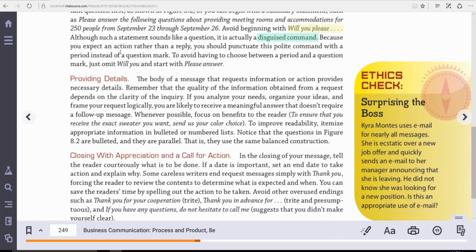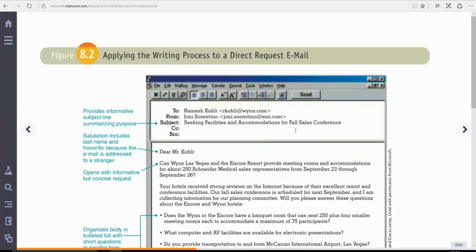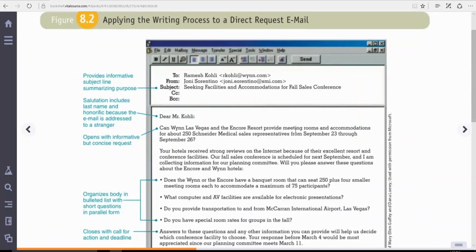So providing details: the body of a message requesting information or action provides necessary details. So now we're at the body of the message, the in-between stuff. So here's an example. You have an informative subject line right here, seeking facilities and accommodation for a fall sales conference. The salutation includes the last name and honorific, because the email is addressed to a stranger, meaning Mr. You don't use a first name.